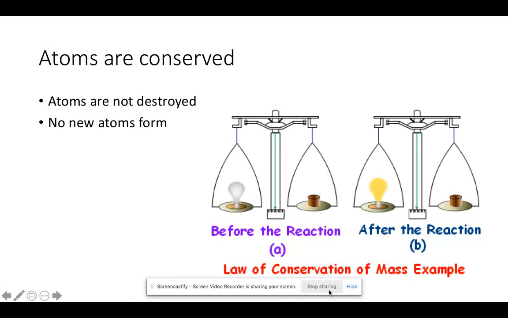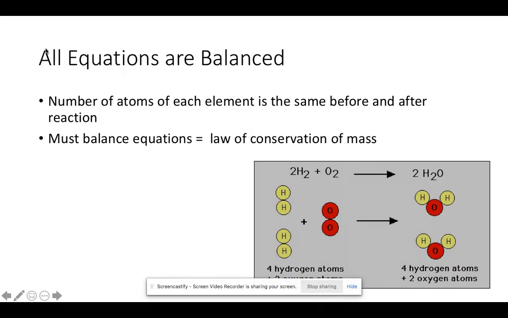All right, there are the notes for today. Oh, sorry. So this means all equations are balanced. So the number of atoms in each element is the same before and after. So we must balance our equations, which equals the law of conservation of mass. That simply means what goes in must come out. And we are going to start practicing with that soon.